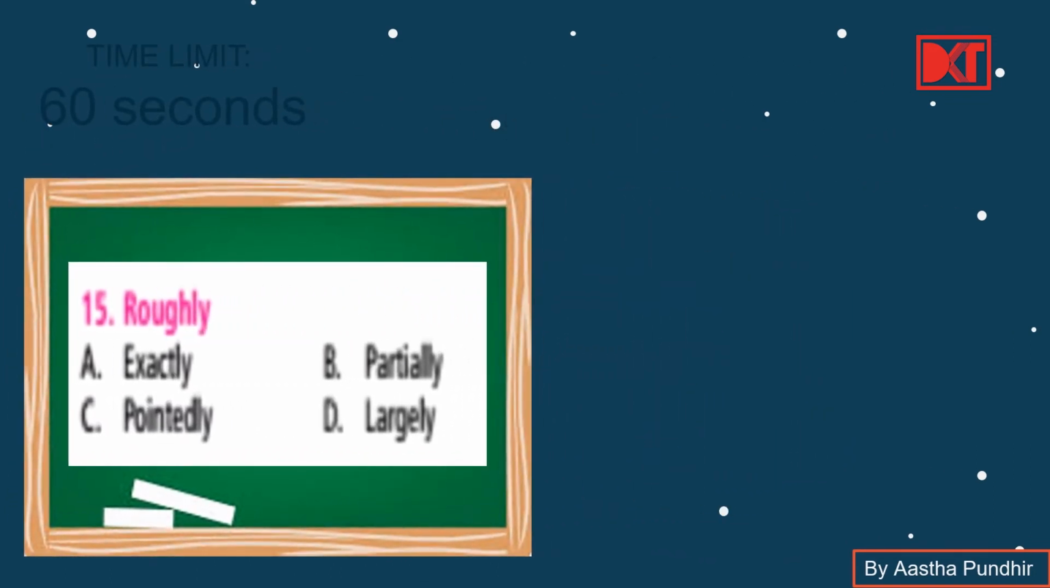Okay, here we have roughly. The options are exactly, partially, pointedly or largely. The correct answer is exactly. When we talk about roughly, we say not in an exact manner, like in a vague manner. So these could be the synonyms to partially or largely. Whereas exactly means when you're talking about the exact fact, pointing it out. Okay.